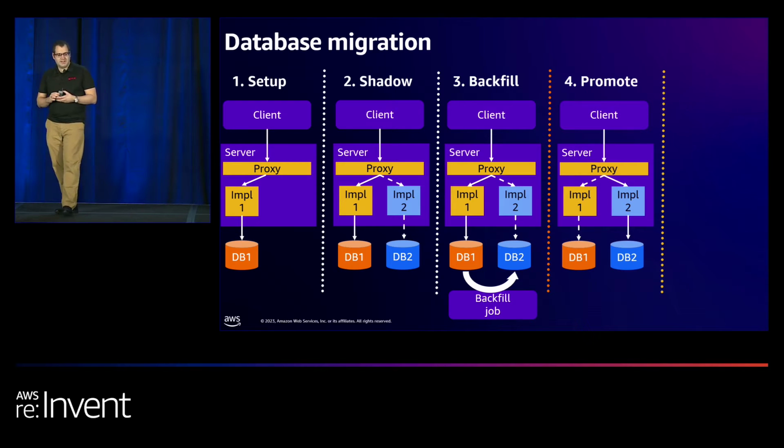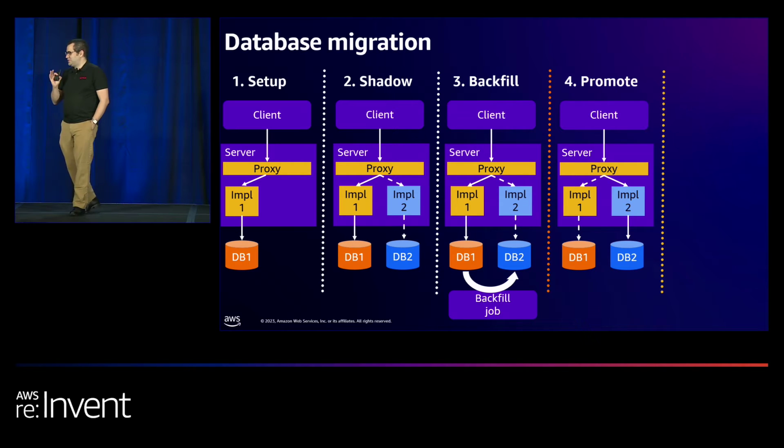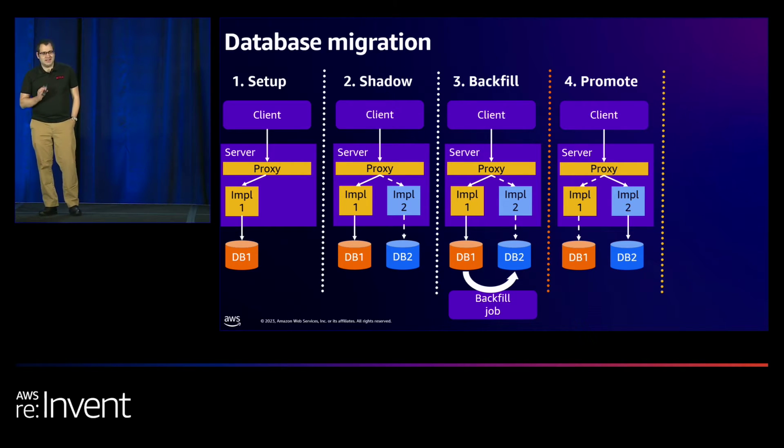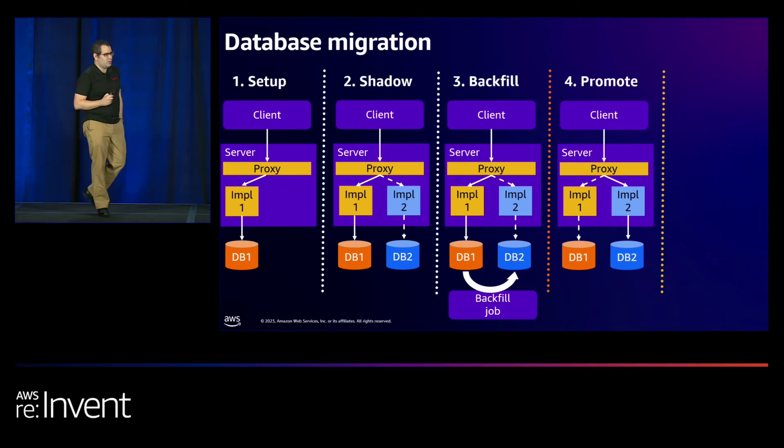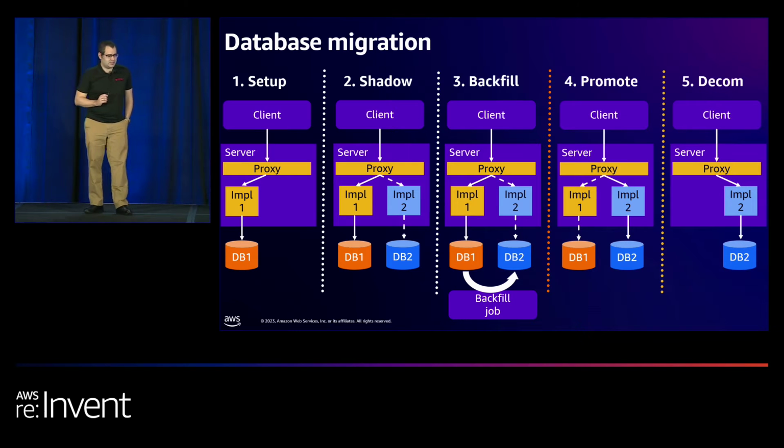Once our monitoring says that this looks good, we can promote and switch traffic from primarily being served by implementation 1 to implementation 2. And you'll notice that we didn't remove implementation 1. Because even after all the verification that Ayushi is going to talk about between those two stages, sometimes something still goes wrong, and you want to be able to quickly roll back to implementation 1. And then finally, if everything looks good, we can decommission.